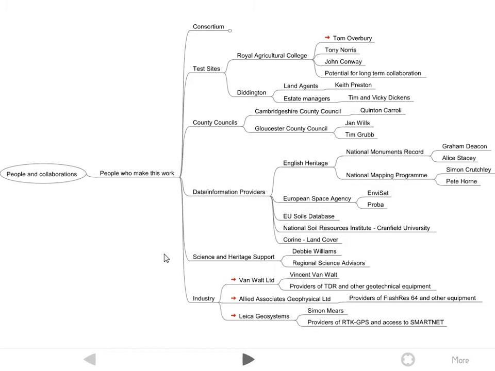We've also been working quite closely with industry, and over the past 6 months we've brokered relationships with Van Walt, who are providing TDR and other geotechnical equipment, Allied Associates Geophysical Limited, who are providing the FlashRes 64 and other equipment, and Leica Geosystems, who provide us with real-time kinematic GPS and access to SmartNet. So thank you to all of those.